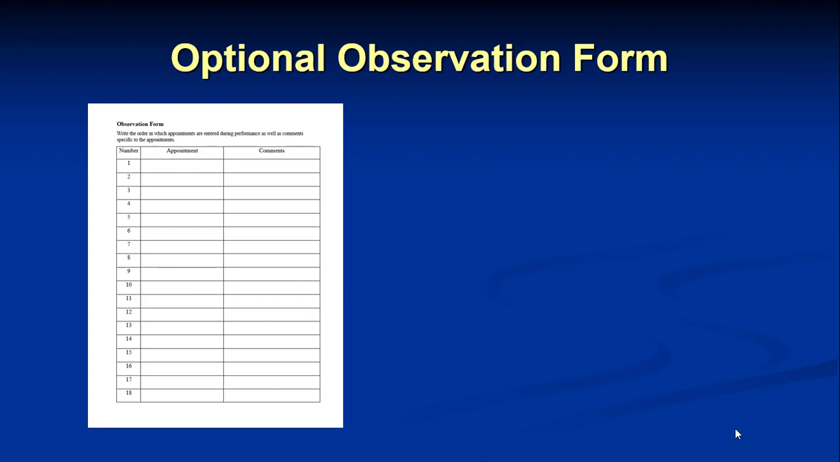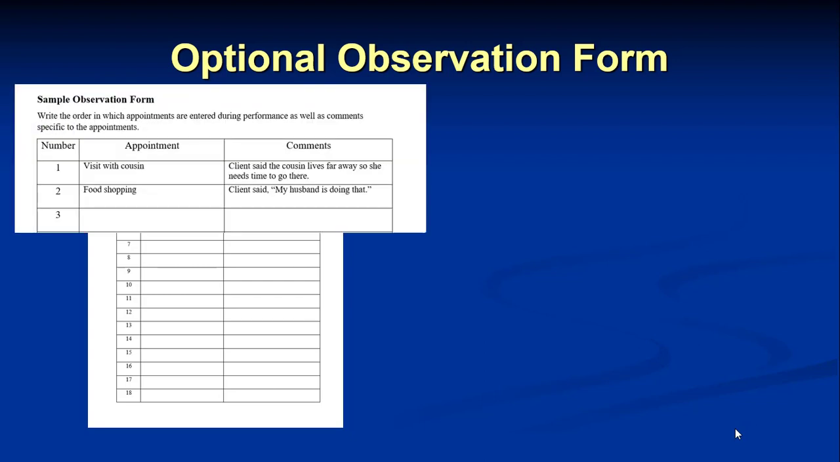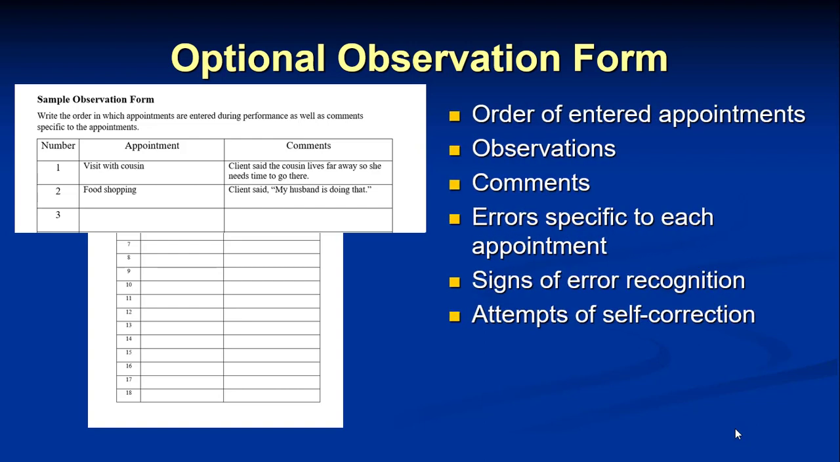There is an optional observation worksheet that is used during the assessment to record the order in which a client enters appointments, as well as observations, comments, strategies, or errors specific to each appointment. It is particularly helpful in recording verbal and nonverbal signs of error recognition or attempts at self-correction during the task. This information can then be transferred onto the calendar scoring worksheet and observed strategies form. See page 21 of the manual for more information about use of the observation form.